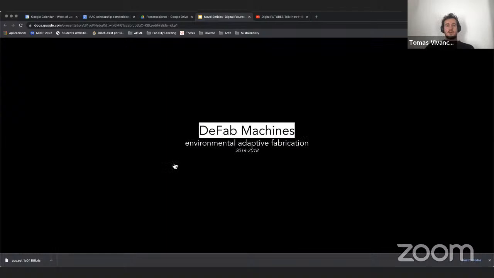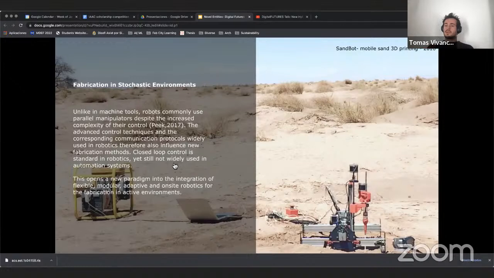So the first stage is DFAB machines. DFAB means design and fabrication machines at the same time, and how these machines can be interactive and prototype only what the environmental conditions can say. In this case, these are injection 3D printing machines that work in the Atacama Desert in the north of Chile, developed almost 6 years ago.